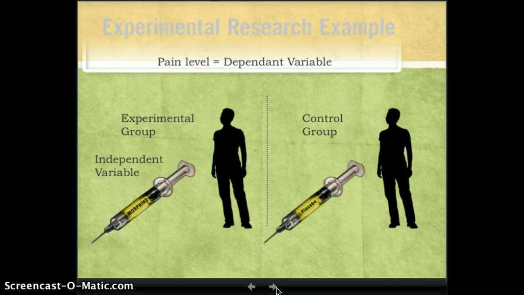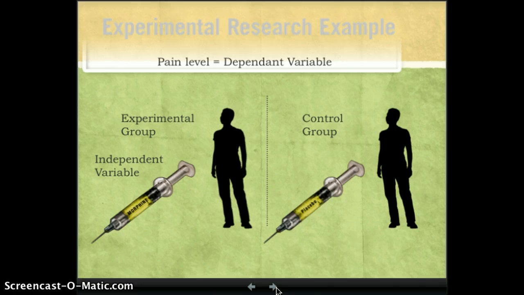One group, the experimental group, will get my independent variable, in this case morphine, when they have a headache. The other group, the control group, will get a placebo, or basically a syringe with inactive materials inside. It could just be saline solution or maybe a little sugar water or something.